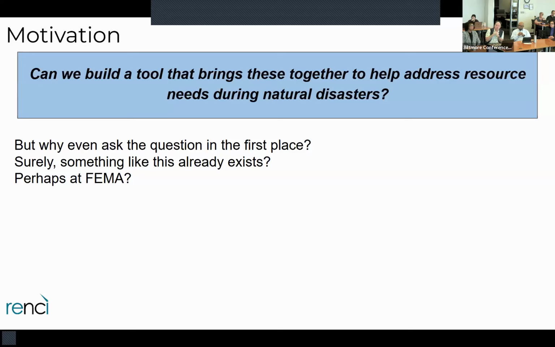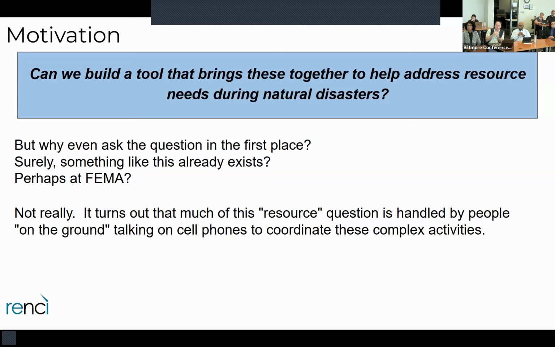So just click once. No, not really. It turns out, and I learned this from Cassandra, that much of this resource question is actually handled on the ground, on the fly, with cell phones. People literally call other people to figure out how to manage getting resources around. And we thought, well, we can probably build something that would help with managing this problem.